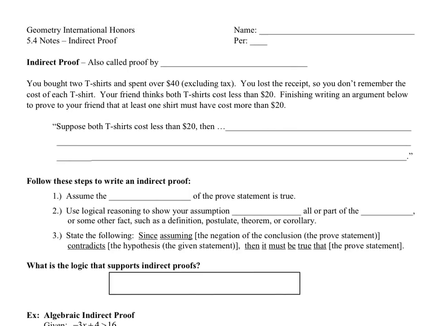Hello, geometry students. In this lesson, in our 5.4 notes, we're going to learn a new way to write a proof called an indirect proof. First of all, I want you to know that indirect proof is also called proof by contradiction. So let's take a look at an example of how we can prove something indirectly by contradiction.